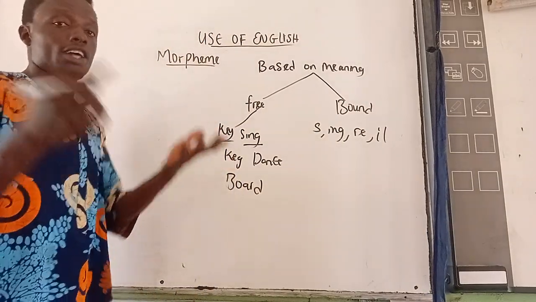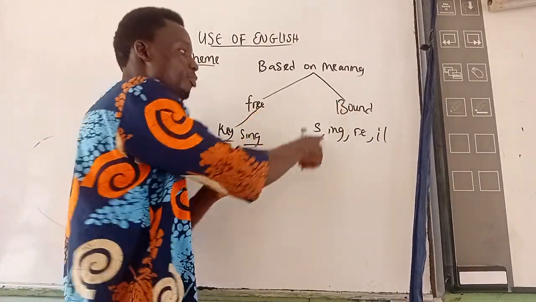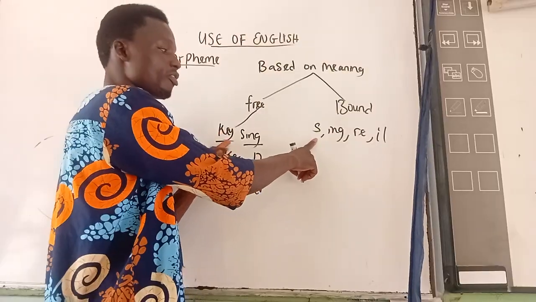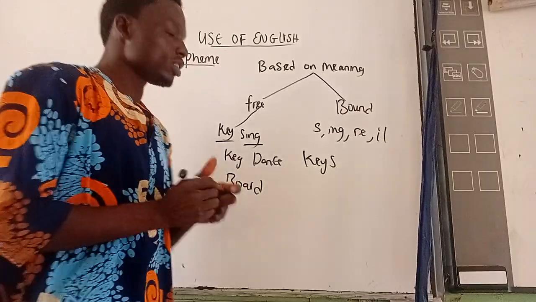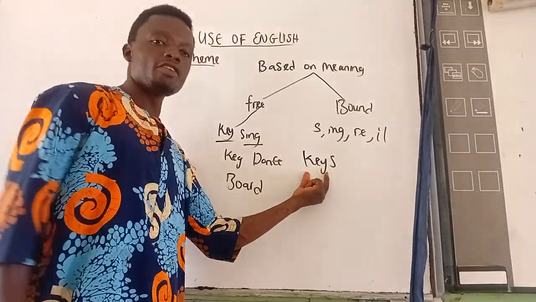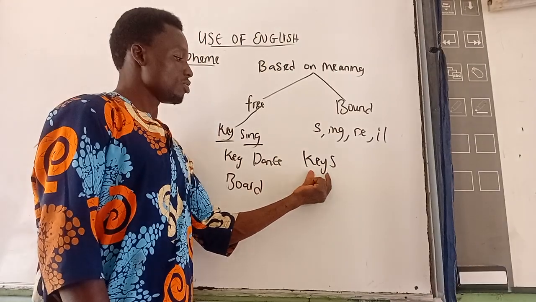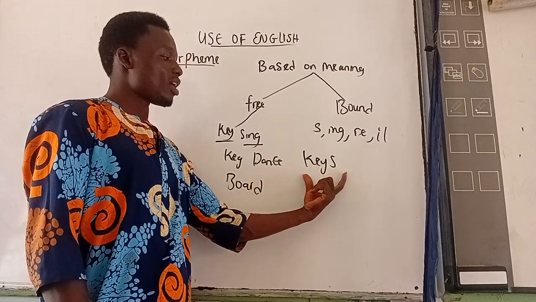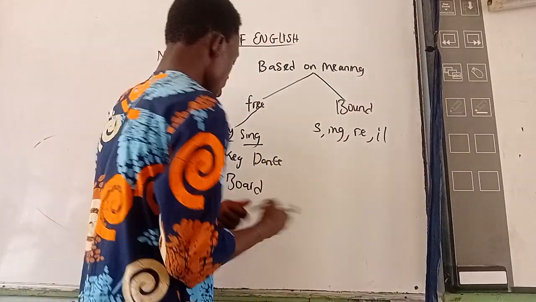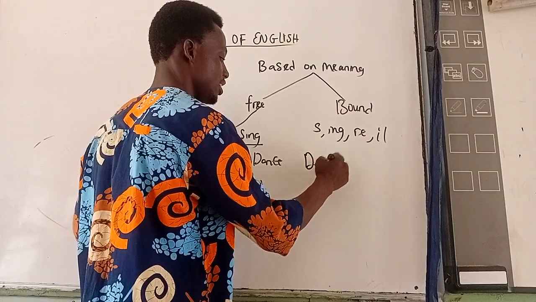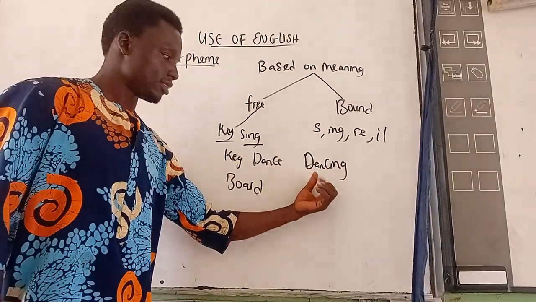Do we get it? It changes from singular to plural. Like key. If I add bound morpheme S to the free morpheme key, it becomes what? Keys. This now contains two morphemes, a free morpheme or base morpheme, which is the root word, and a bound morpheme S. So the root word is key, singular, while adding S makes it plural, keys. Also, like dance, if I add ing, this is dancing.